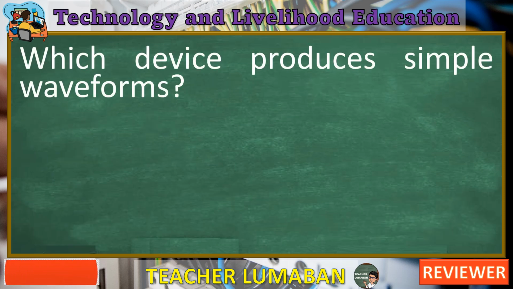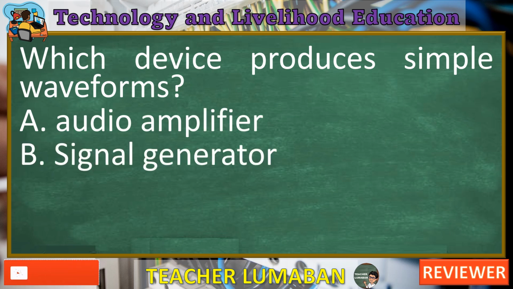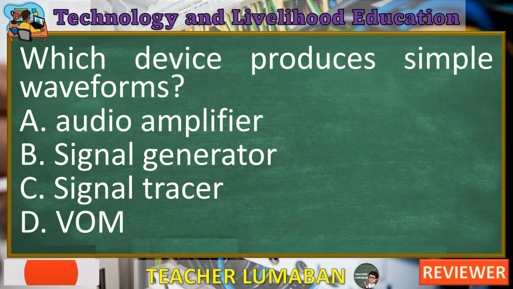Which device produces simple waveforms? A. Audio amplifier. B. Signal generator. C. Signal tracer. D. VOM. In the next 5 seconds, select the best response from the available options.